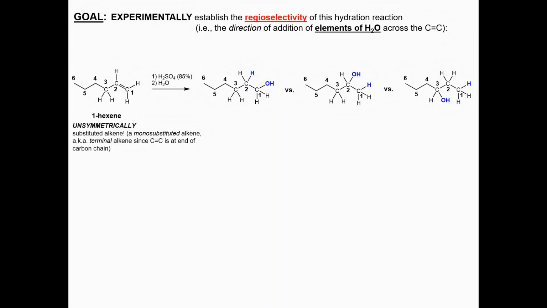Recall that for this experiment, your goal is to experimentally establish the regioselectivity of the hydration reaction of the unsymmetrically substituted alkene 1-hexene using reaction conditions just described. Three possible constitutional isomers of a hexanol could form that differ only in the position of the hydroxyl group on the carbon chain. These types of constitutional isomers are often called regioisomers.